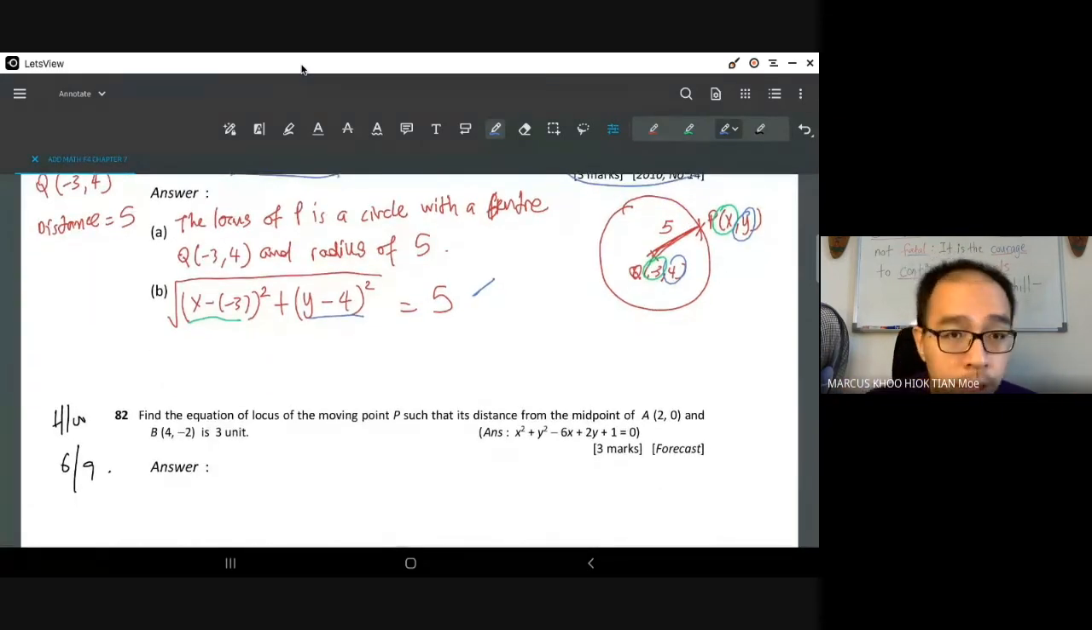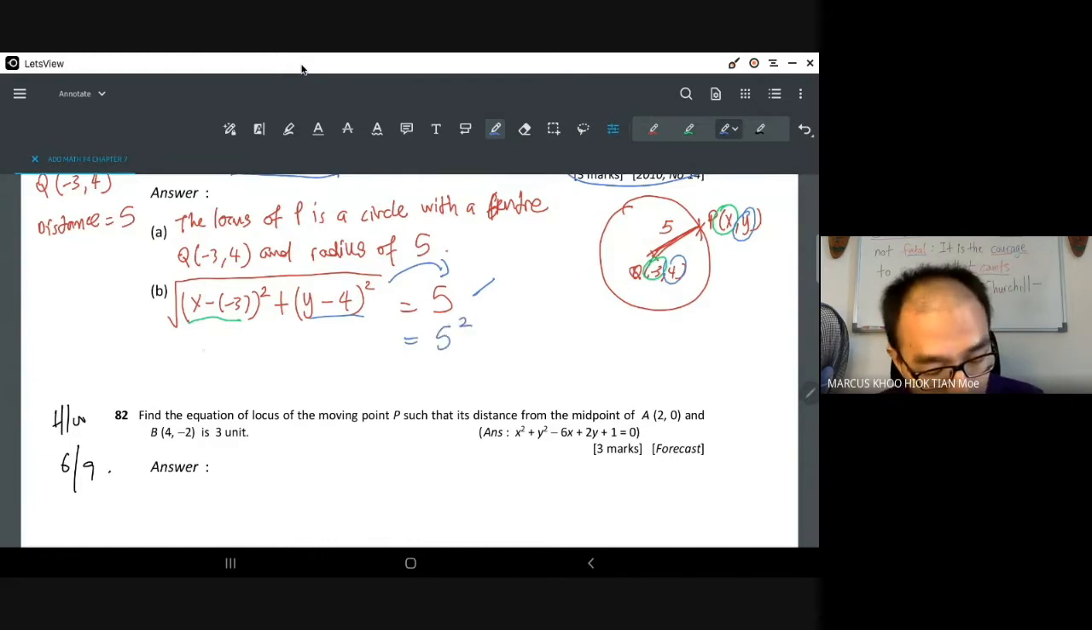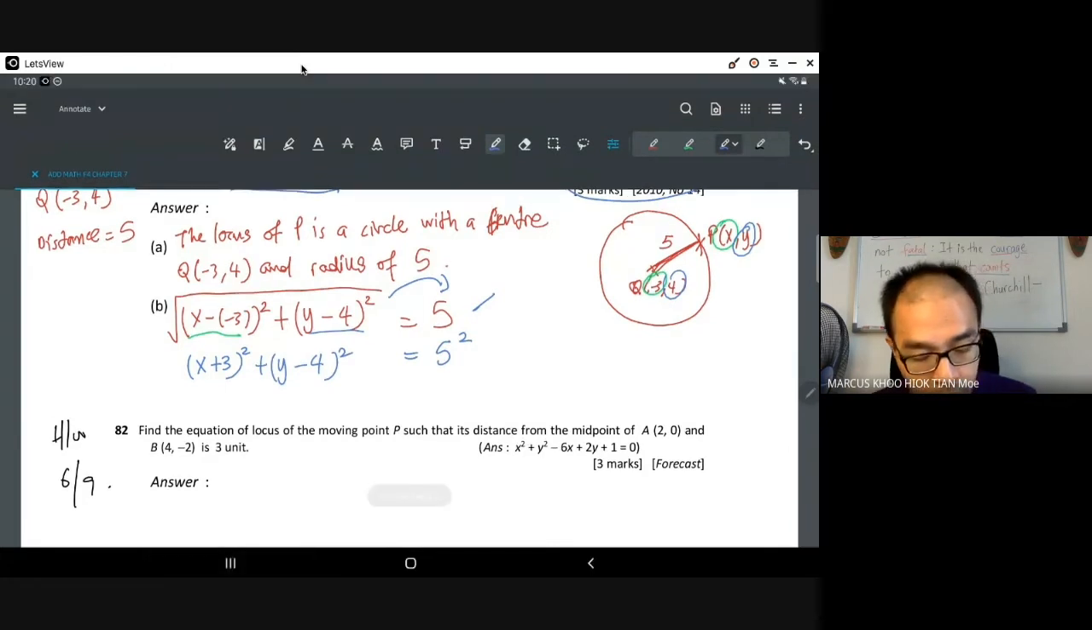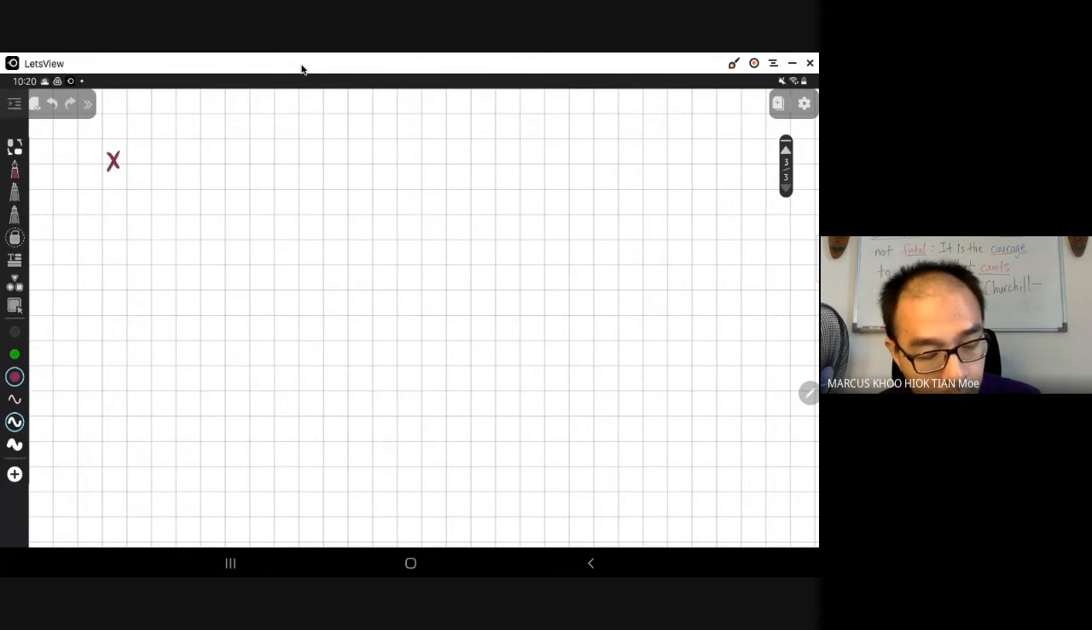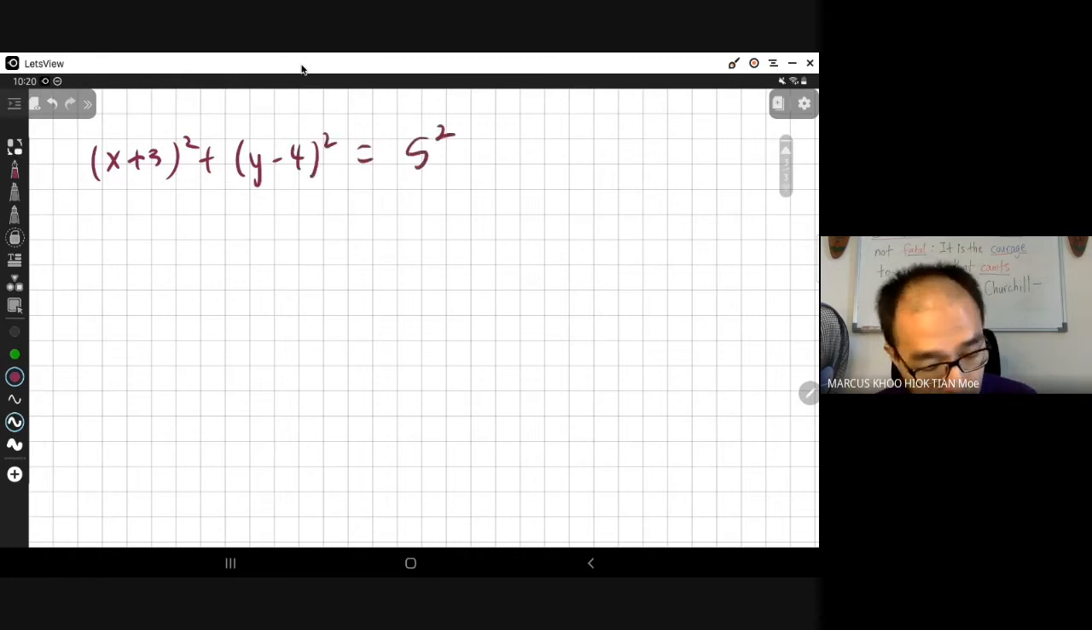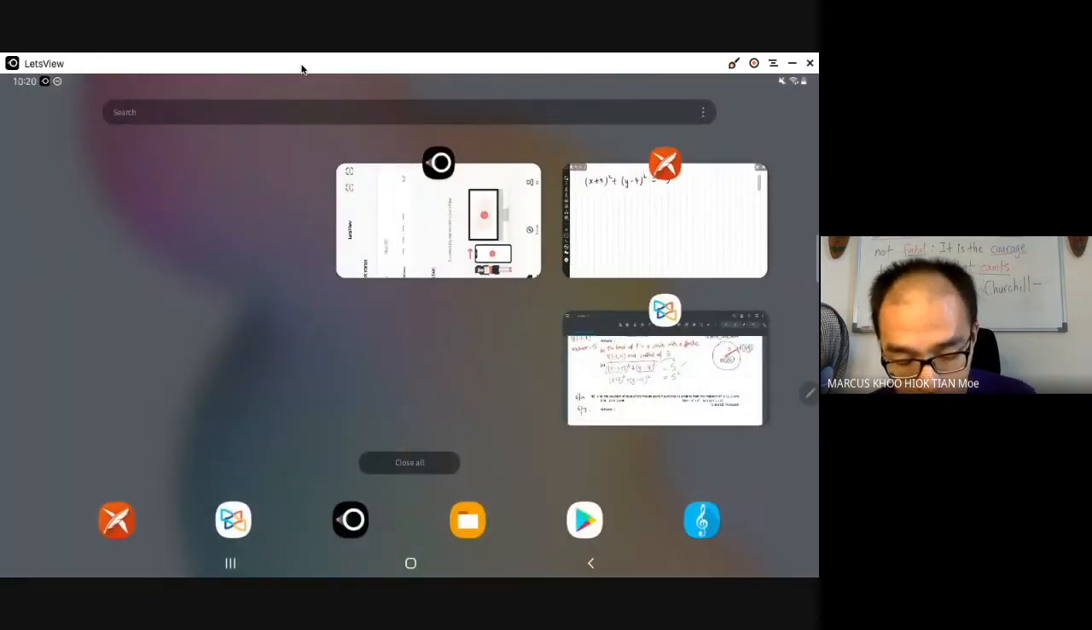First thing you do is you move the square root across. So this becomes 5 squared. This will be x plus 3 squared plus y minus 4 squared. I'm going to change this over here. Hold on. So x plus 3 squared plus y minus 4 squared equals 5 squared.